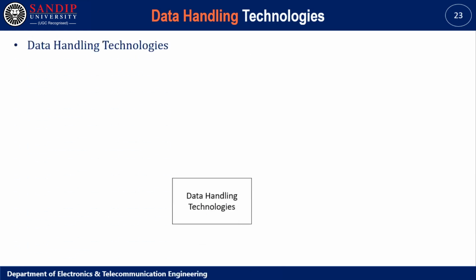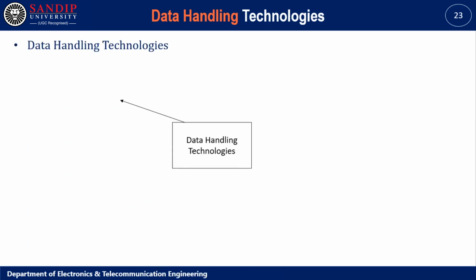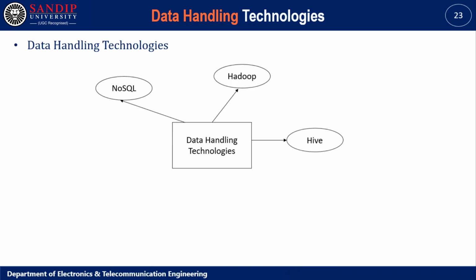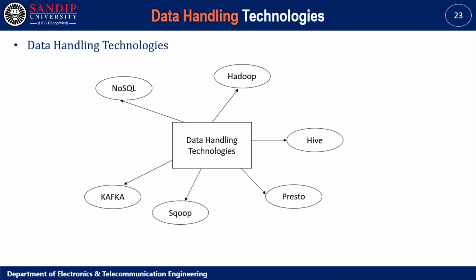Data handling technologies. Data handling technologies are categorized as NoSQL, Hadoop, Hive, Presto, Sqoop, Kafka, and Spark.